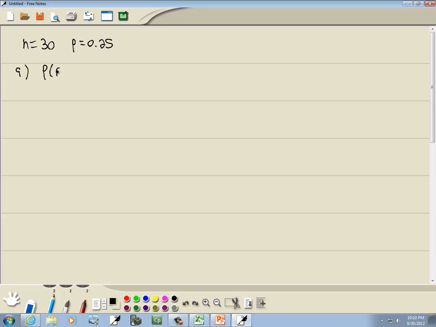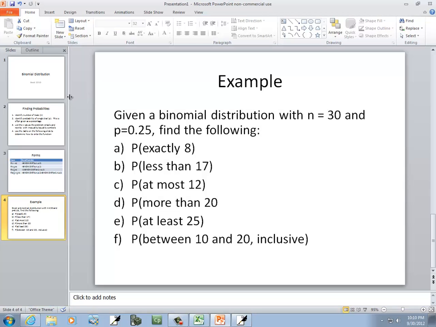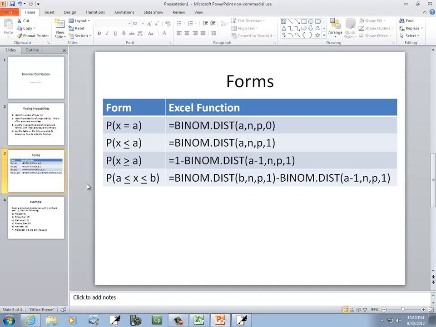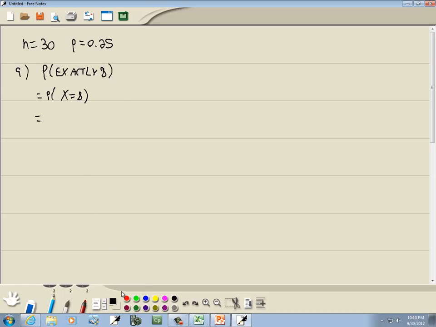Okay, A. Exactly 8. So exactly 8, well, that means x is equal to 8. And this is already in the equality form, so that's good. So step 3, list the x values. We listed them, and it's already in the equality symbol. Then use the table on the next page. Our first form says if you've got probability of x is equal to a number, that's what the A represents, then use this. So for this particular problem, this is going to be our A.